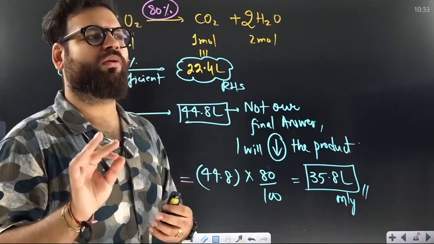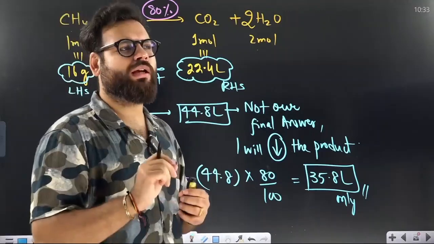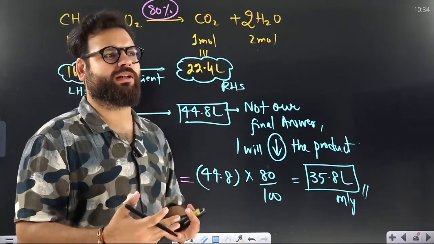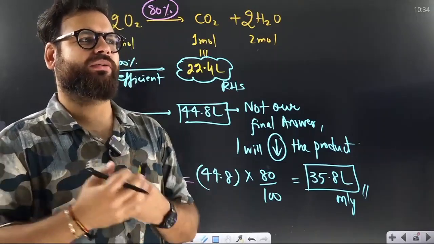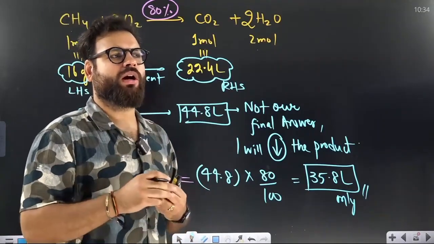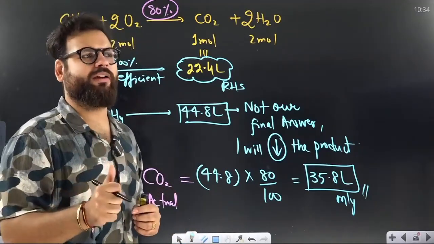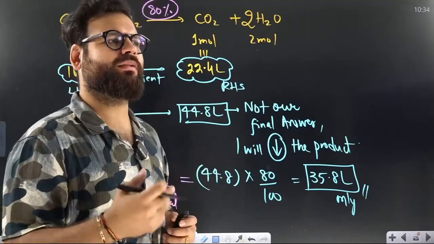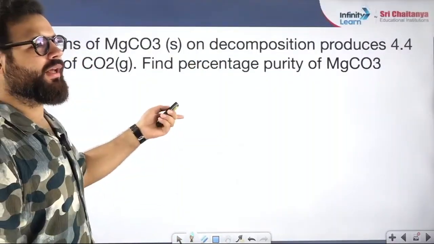Tell me, how do we decrease the product? Quickly answer. Multiply with percentage. Second question: how to increase the reactant? Yes, divide with percentage. To increase, divide. To decrease, multiply. Very good. Homework question, if you want to try right now.